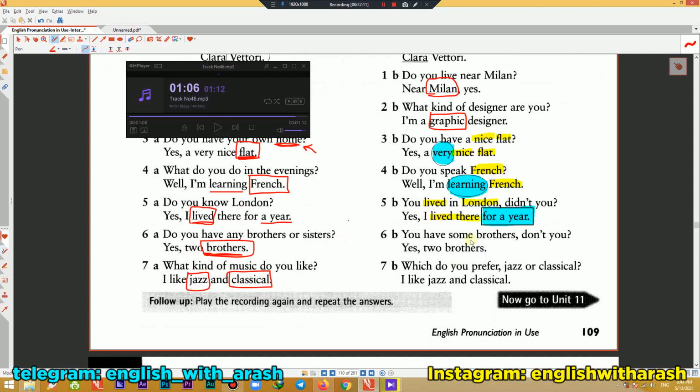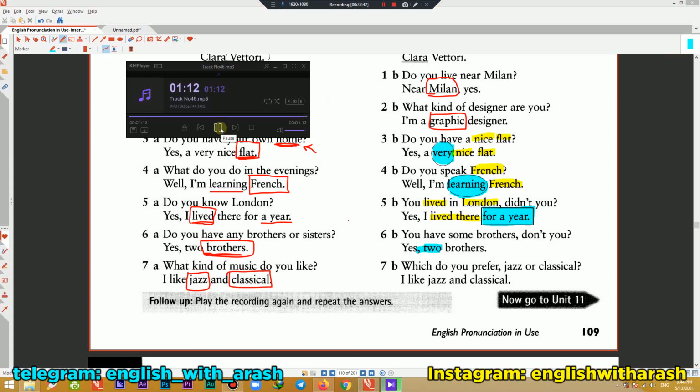Number 6. You have some brothers, don't you? Yes, 2 brothers. So speaker A, or let's say the first person who starts the conversation, knows that B has brothers. He says, you have brothers, don't you? I know you have brothers, is that right? B says, yeah, I have brothers, but I have 2 brothers. Good, Sajjad. I have 2 brothers. New information.